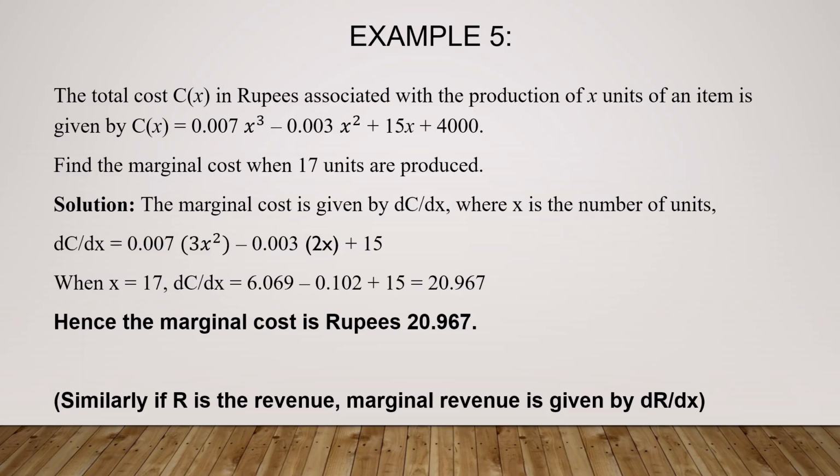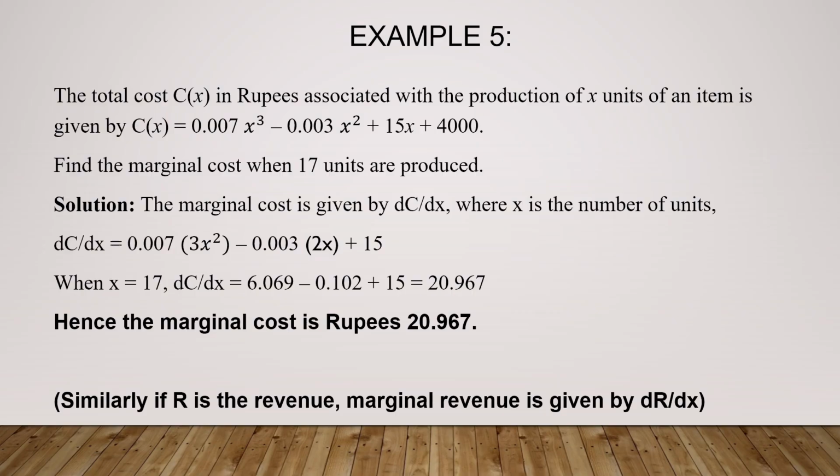Example 5. The total cost C(x) in rupees associated with the production of x units of an item is given by C(x) is equal to 0.007 x cube minus 0.003 x square plus 15x plus 4000. Find the marginal cost when 17 units are produced. Now see over here, cost which is given in rupees is a function of the number of units, where x is the number of units.